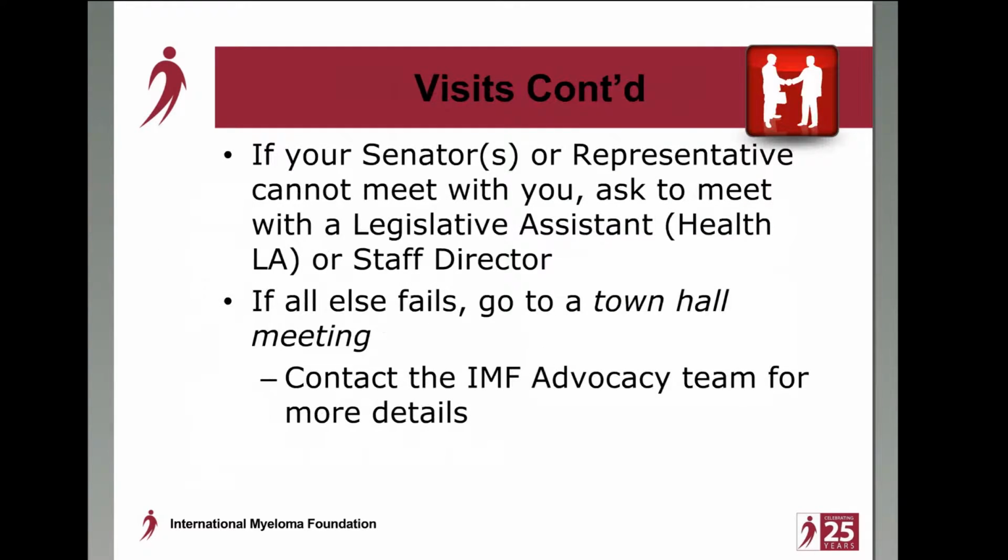Sometimes your senator or representative is not going to be able to meet personally with you, so you'll meet with a representative from their office, and that's most often their legislative assistant that deals specifically with health issues or their staff director. If you can't get a meeting with anyone, you should go to a town hall meeting, which is an opportunity for the community to get together and talk about the issues with their representative in a larger format, which can also be beneficial because then more people are hearing about oral parity and that it's an issue.